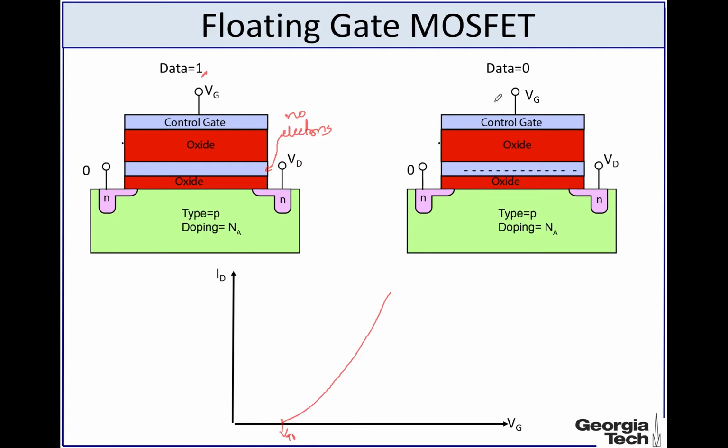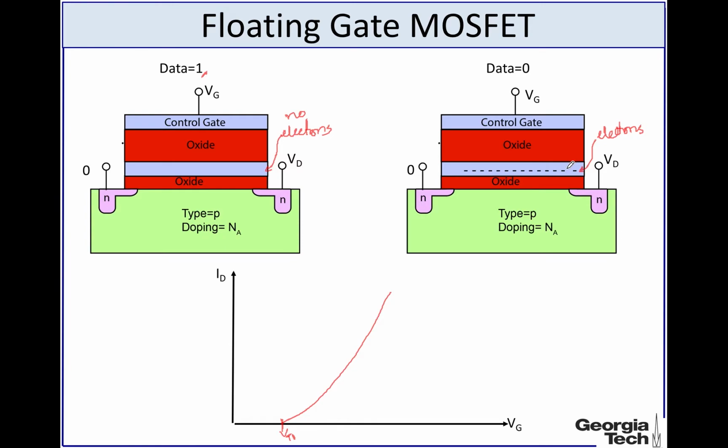Now let's look at the case when the MOSFET holds a data that corresponds to 0. In this case the floating gate has some electrons. There are some electrons that are trapped in this floating gate. Note that these electrons are trapped, meaning that even if you turn off the power supply, these electrons will remain in this floating gate, and this essentially gives the non-volatile nature of the floating gate MOSFET or the flash memory technology. If you just turn off the power, these electrons will still be there, and as a result it will hold its data.